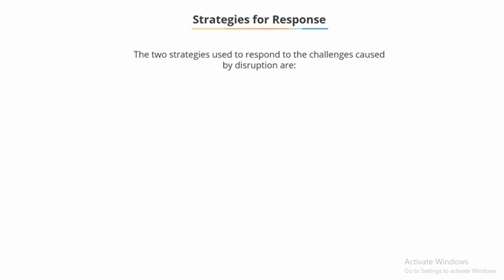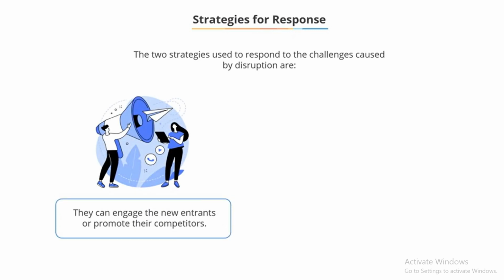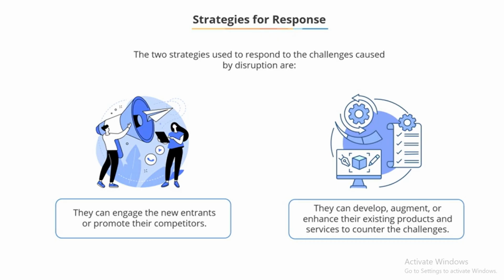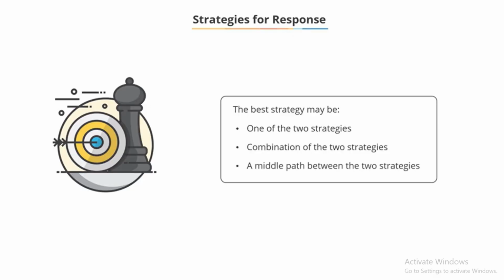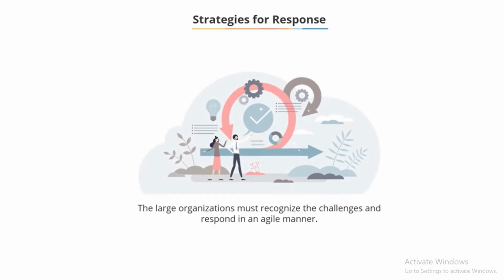The first strategy is to engage the new entrants or promote their competitors. And the second strategy is to develop, augment, or enhance their existing products and services to counter the challenges. The better strategy of the two depends mainly on the context. The best and most suitable strategy may be one of the two strategies, a combination of the two, or a middle path between the two. Ultimately, what counts is how quickly the large organizations recognize the challenges and choose to respond in an agile manner. In the next video, we will explore some stories of disruptive innovation.